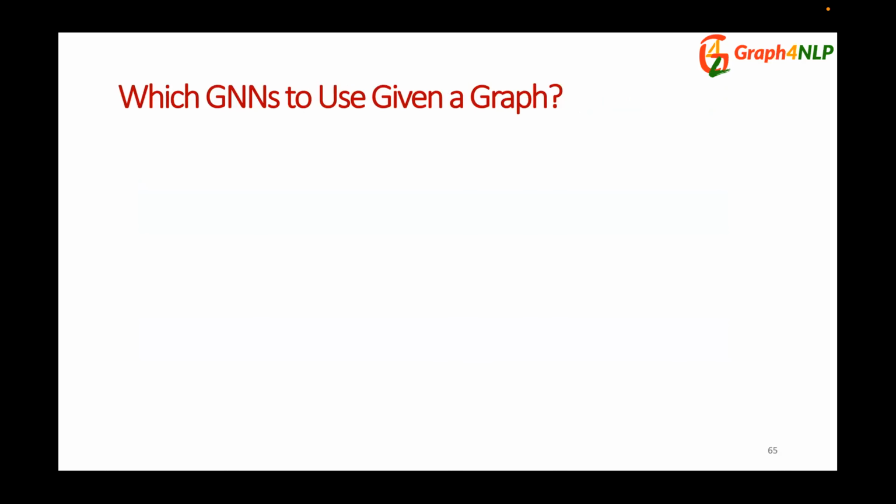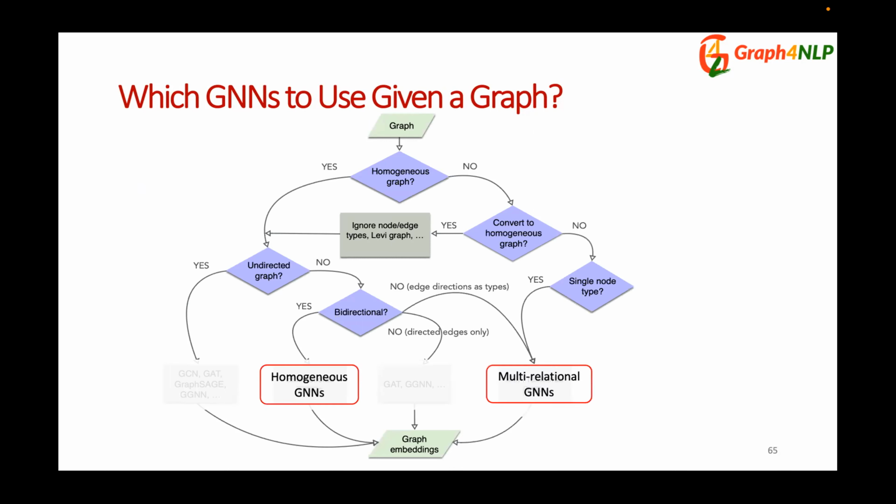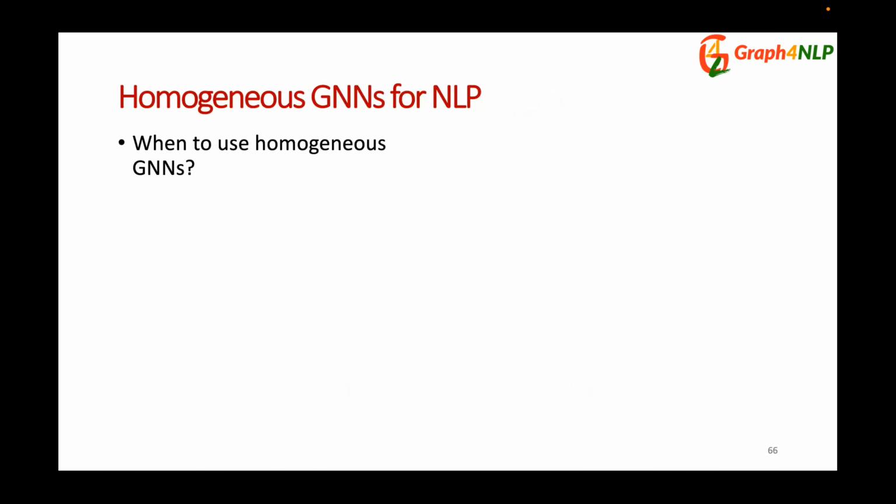So let's see the overall roadmap on which GNNs to use given a graph. This works like a decision tree, which we summarize to help you make this decision. In short, we will decide whether to apply homogeneous GNNs, multi-relational GNNs, or heterogeneous GNNs based on the input graph types. So let's first talk about homogeneous GNNs for NLP.